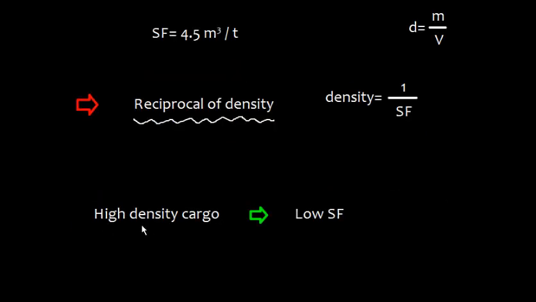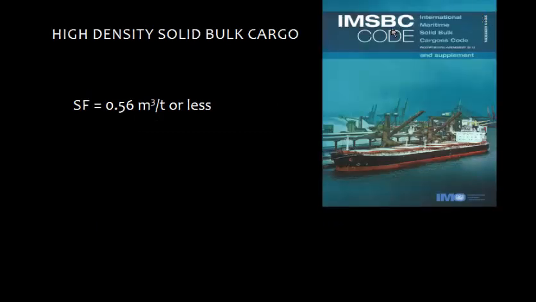This means that if the cargo is high density, then it will have a low stowage factor. As per the IMSBC code, which is the International Maritime Solid Bulk Cargoes code, high density solid bulk cargo is defined as cargo whose stowage factor is 0.56 cubic meter per ton or less. So if the solid bulk cargo has a stowage factor of 0.56 cubic meter per ton or less, that is high density solid bulk cargo.